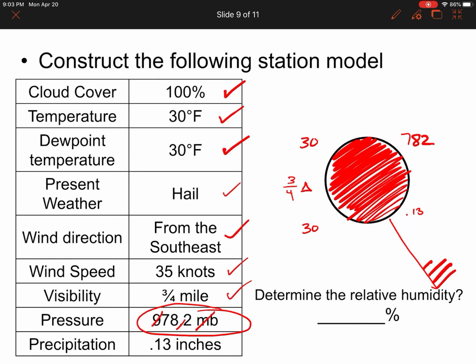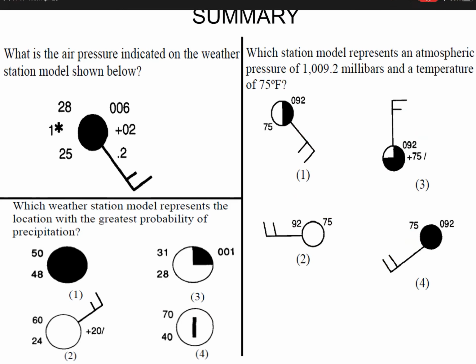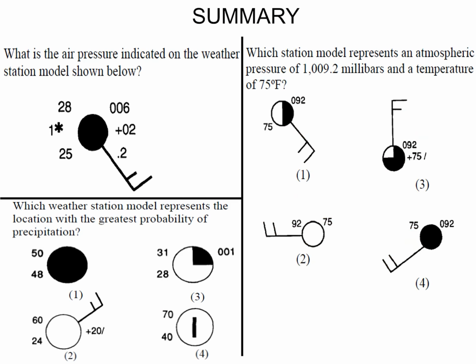All right? What's the relative humidity here? Well, let's take a look. Our temperature and our dew point are equal. So that means it's raining. It says hail, which is a type of precipitation. That's a low pressure, right? 9782, that's a lower pressure. And it's 100% cloudy. So that means we've got 100% relative humidity. Okay?